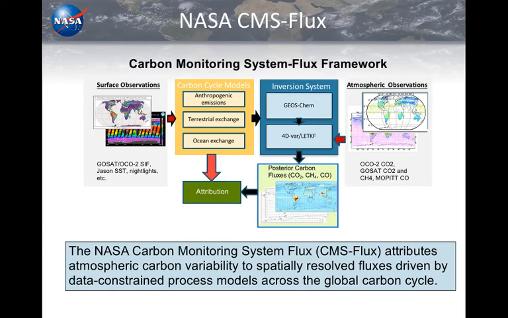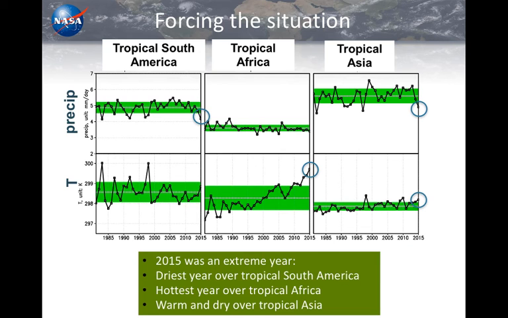The first thing to understand about 2015, particularly in the tropics, is how strong the variations actually were. If you're looking at the precipitation in South America, for example, you can see that it's one of the lowest in the historic average. God help those individuals in tropical Africa. You can see the trend in temperature is going up and up over the last several years, compounding itself. And then in tropical Asia, the areas including Indonesia, you had both dry and warm temperatures.